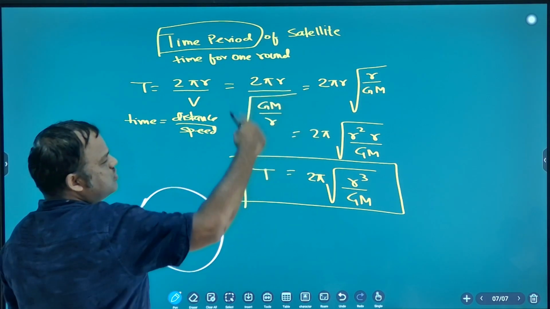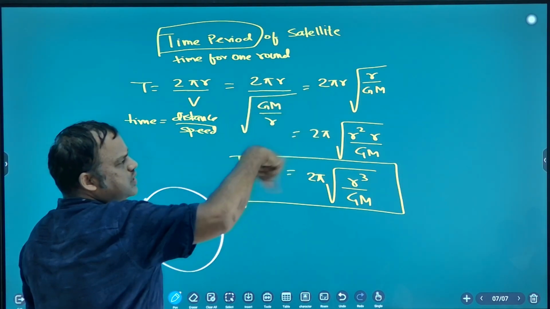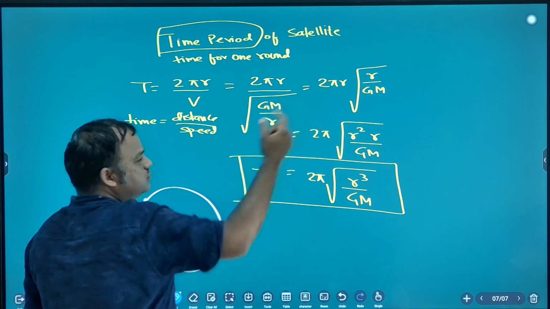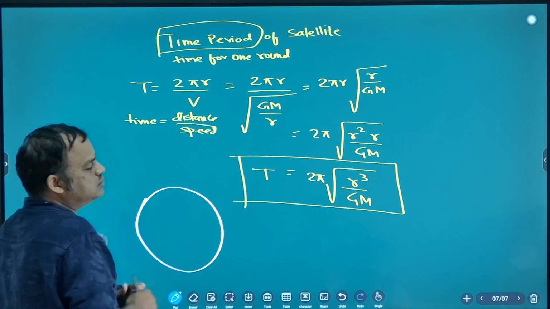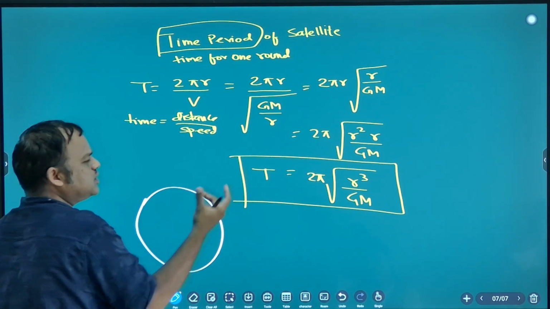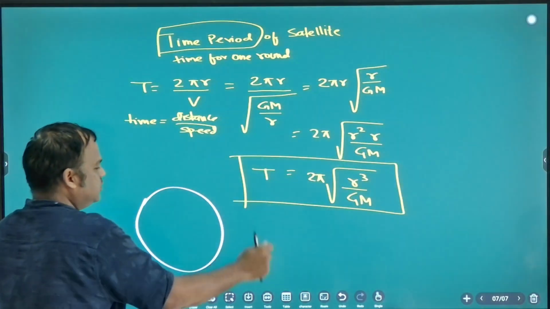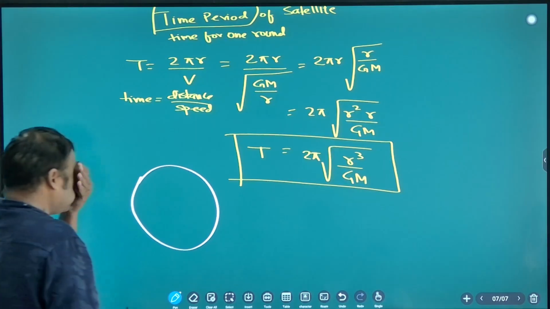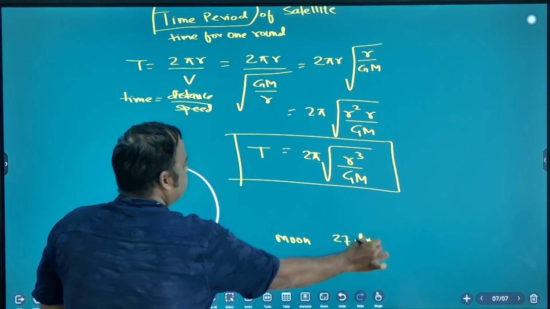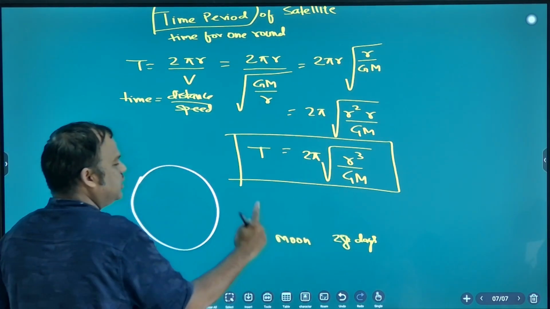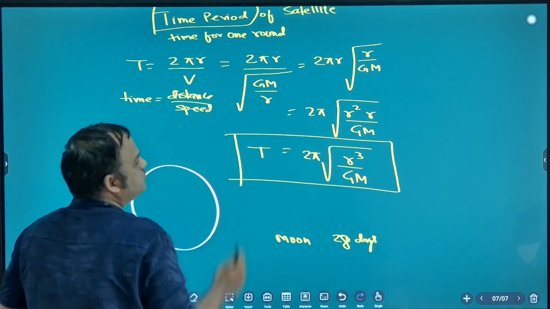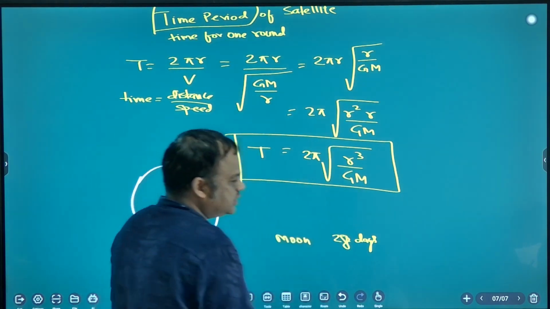Like a clock. What is the time period of the second hand? 1 minute. Hour hand, 12 hours. Minute hand, what is the time period? 1 hour. Okay. Earth rotation, what is the time period? 24 hours. Moon also has a time period, 27 or 28 days. Moon completes one round. So satellite also has a time period. Now let's do some questions.